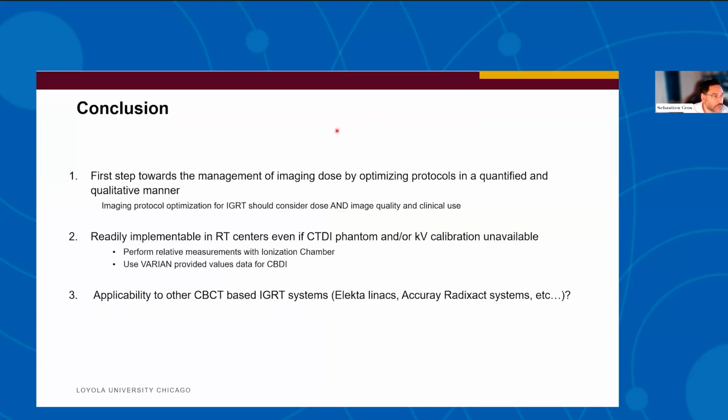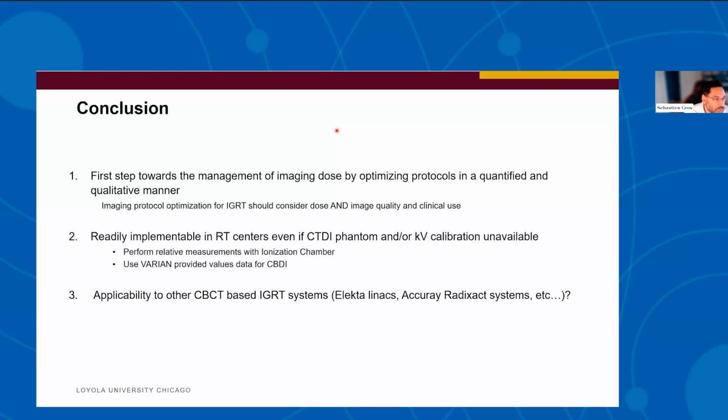So conclusions, that was the first step towards the management of imaging dose by optimizing protocols in a quantified and qualitative manner for our clinic. And imaging protocol optimization for IGRT should consider dose and also image quality and clinical use. Basically, you don't want to lower dose, try a protocol on a patient, and then realize that you have to image the patient again with a higher dose protocol because you cannot see anything.